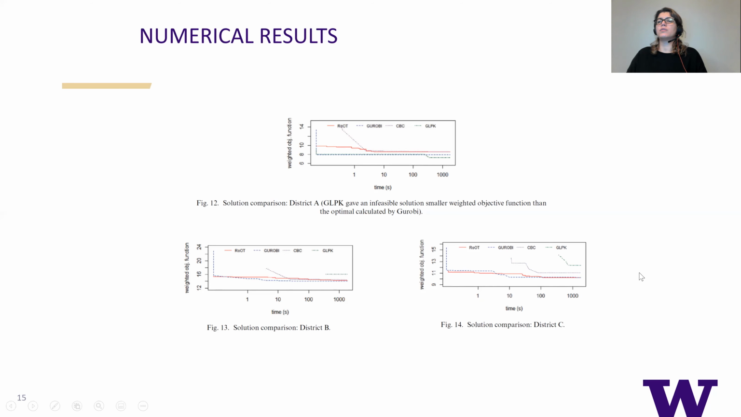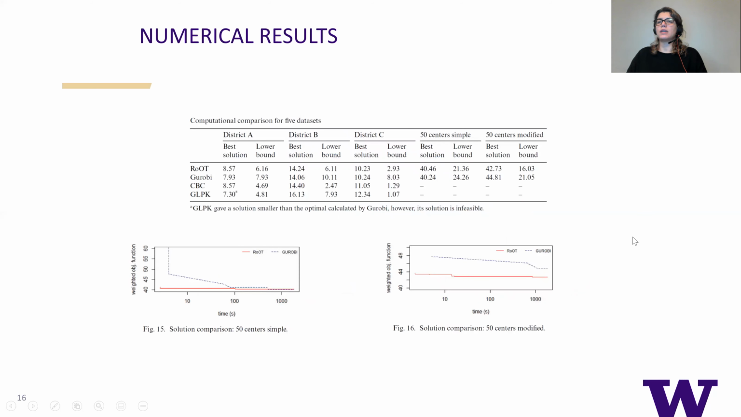We also wanted to identify RoOT's scalability. And for that, we created two data sets with 50 centers each. The simple one has no change in penalties for centers and vehicles. They're all the same. And the modified one has different penalties for vehicles and roads. So you can see with the simple one, RoOT found a really good solution fast, really close to the one that Gurobi reached in 1,000 seconds. And fast, and we found a really good solution before Gurobi found its solution.